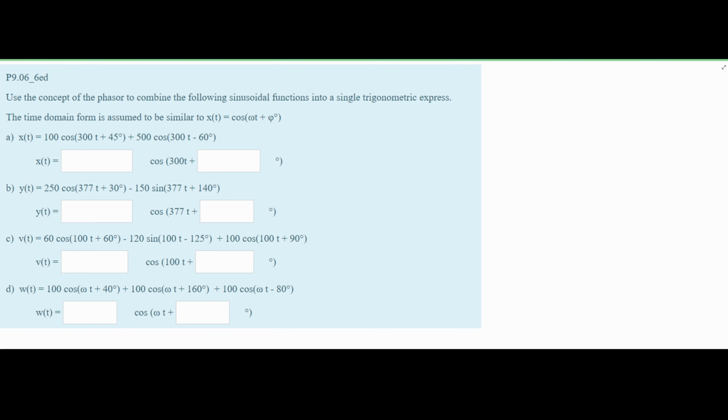We're going to start off with A, and to do A, we're going to break this up into two parts. This is going to be our first voltage, and then this is going to be our second voltage. We know that we can rewrite this as our V of M being 100 for the first one. We have an angle, and then inside of our angle we have 45 degrees. For our second one, we have the VM of 500. We then have an angle, and then we will have a negative 60 degrees inside of here.